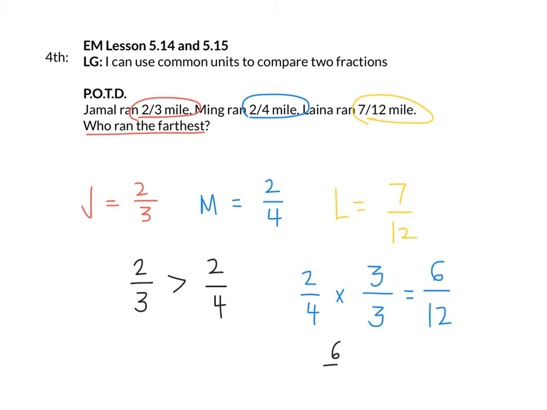So who ran more, Ming or Lena? Well, I know that 6/12 is Ming's amount, and that's less than 7/12. So who ran the furthest? Jamal. Very good. Okay, so do you see how we used what we know about units to make similar units or to compare similar numerators in order to figure out how to compare two or more fractions?